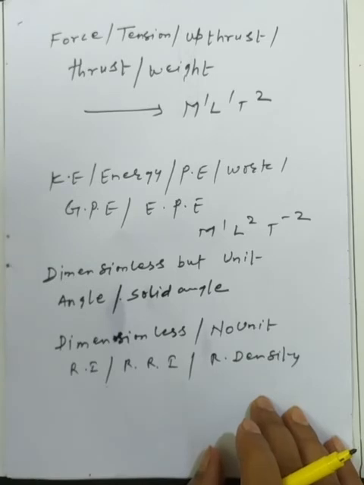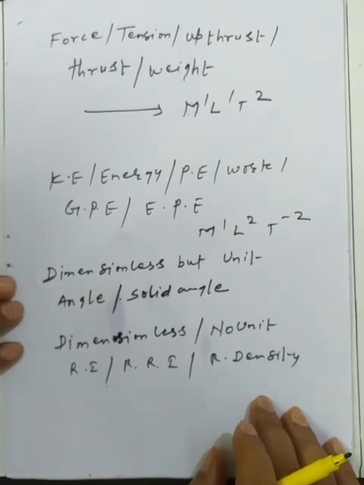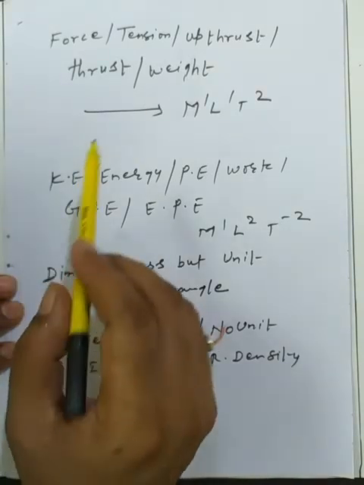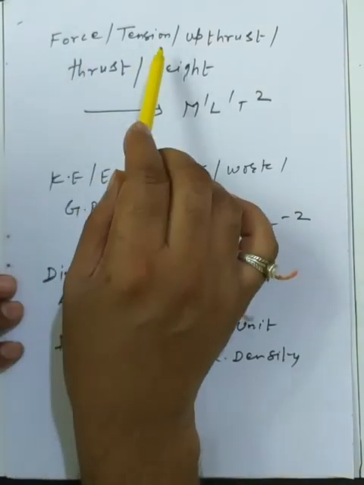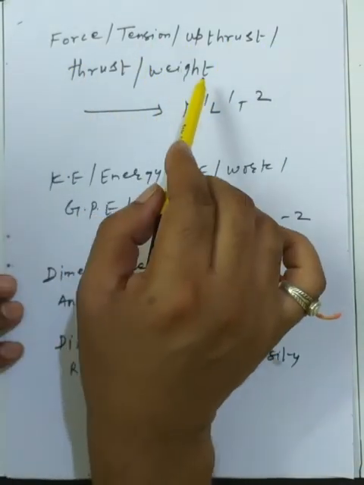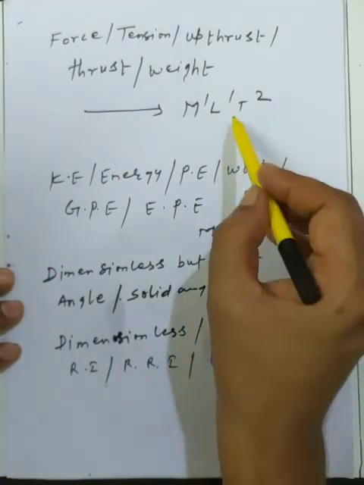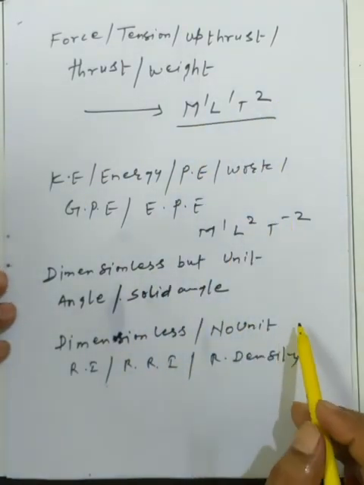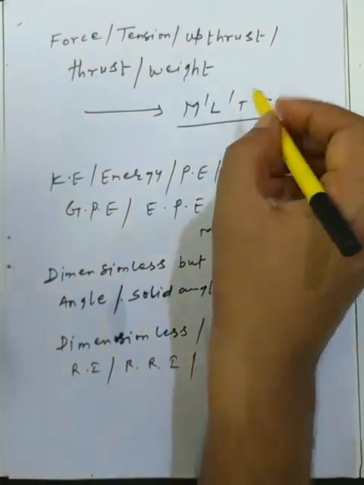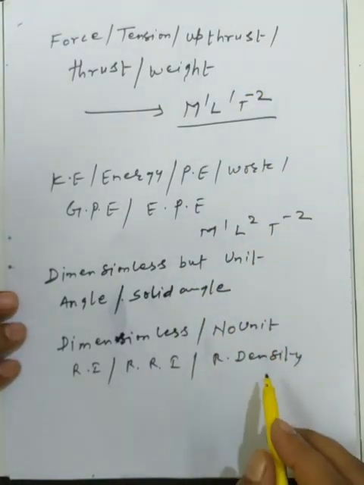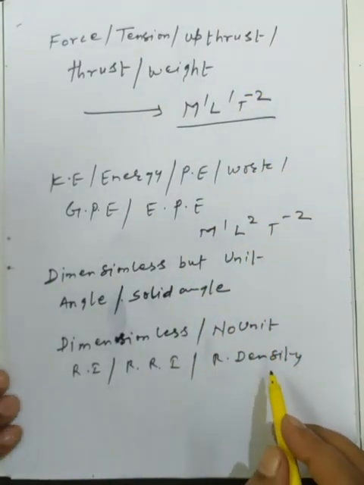I have written some names of physical quantities, and always we use different names at different places, but all the time they have the same kind of meaning. So I have written force, tension, upthrust, thrust and weight, all having the same kind of category. So we can write the simple formula, that is M¹ L¹ T⁻². So it is simply the representation of the dimension formula of these quantities.